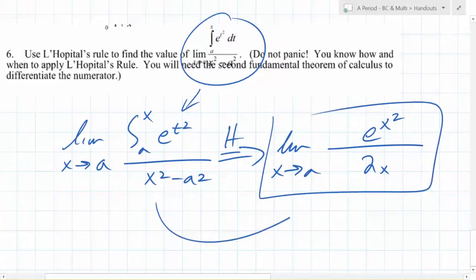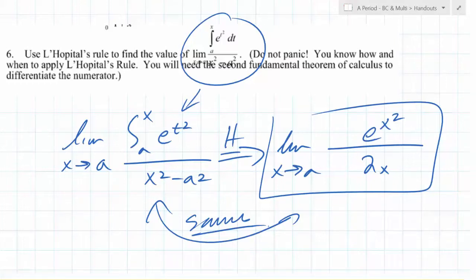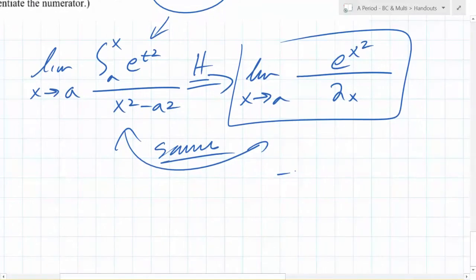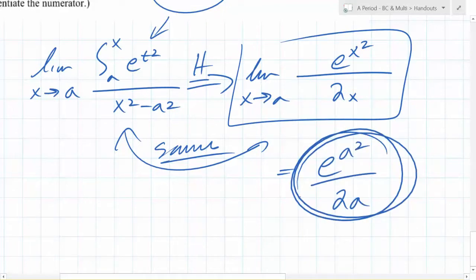So we said that these two limits are the same. Can we compute the limit now? What do you always check? Can you plug in a? Sure can. What is it? E to the a squared over 2a. There it is. Voila.